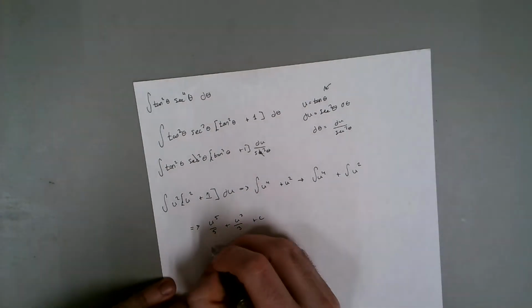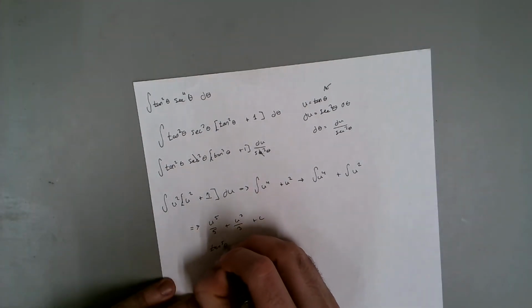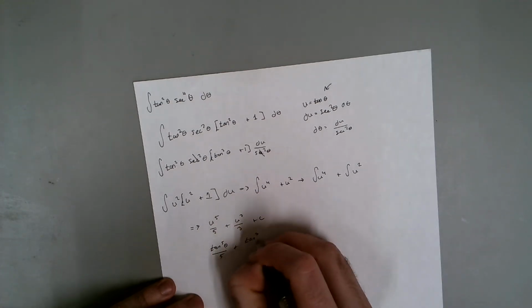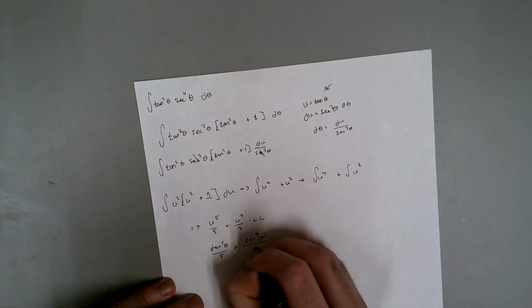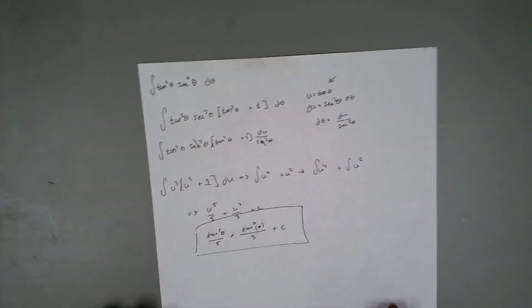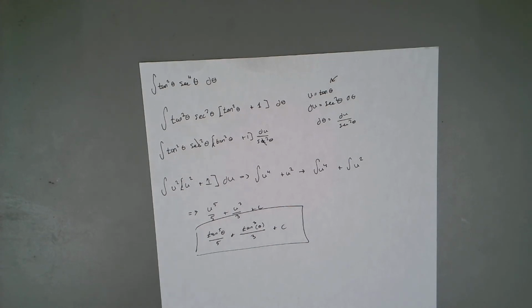Now we plug back in our u, we get tangent to the fifth theta over 5 plus tangent cubed theta over 3 plus our constant. So using our trig identities and the rules for trig integrals, this one is actually pretty easy.